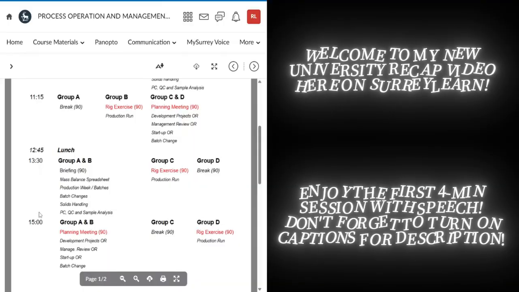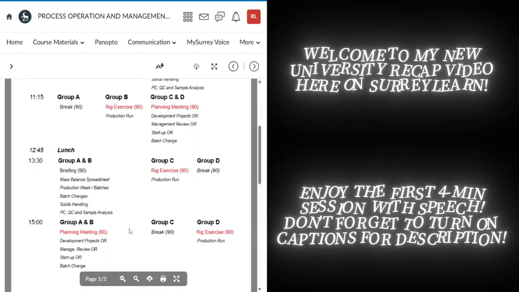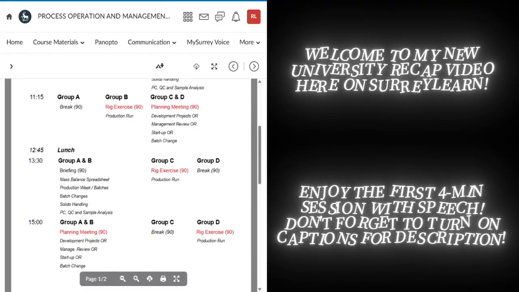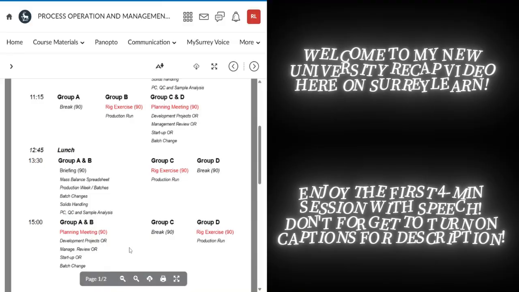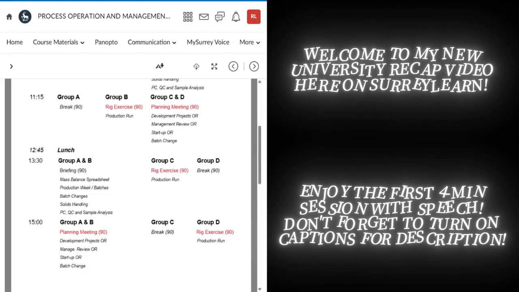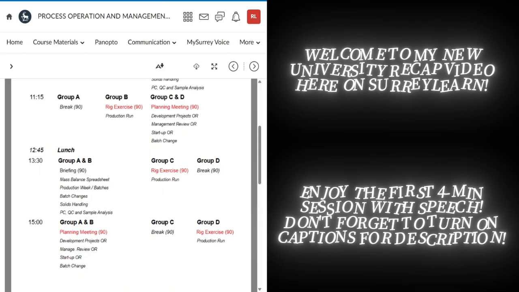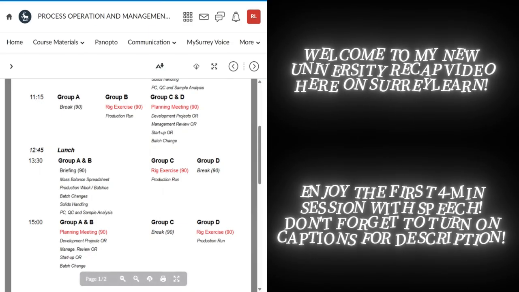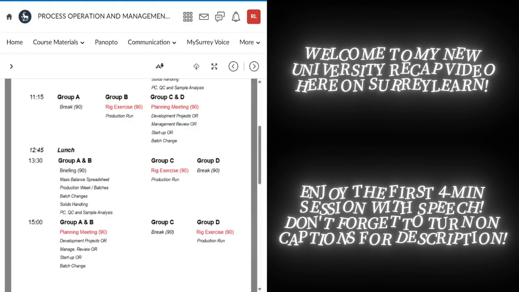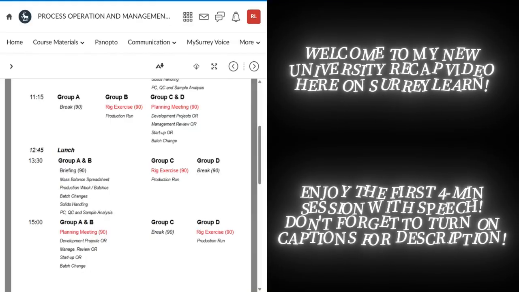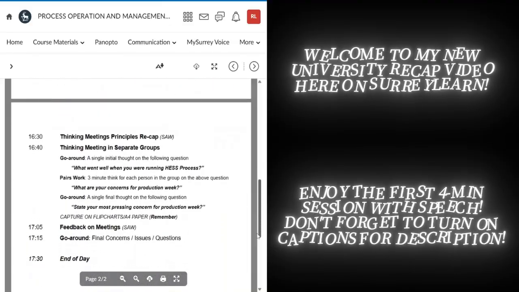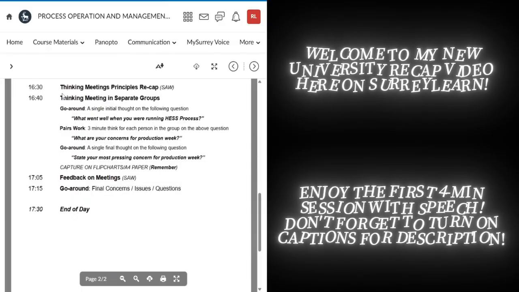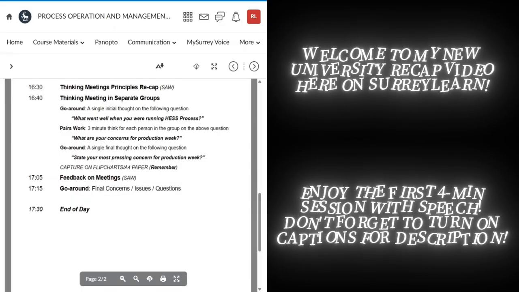Then at 15:00, or 3 p.m., we had a planning meeting alongside other group members to discuss development projects, manage, review, start up, and so on. These are the important contents that will be covered when we assess production week, in order to plan chronologically what meetings will be held throughout the day, but I'm not going to tell you that for now. Finally, at 16:30 there were thinking meetings, with the principal giving a recap.